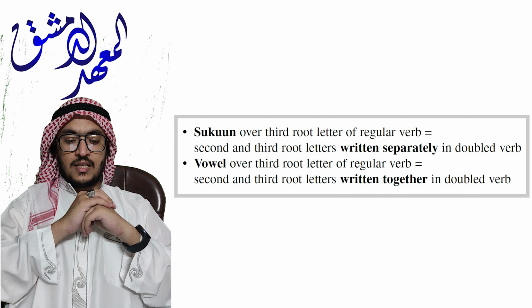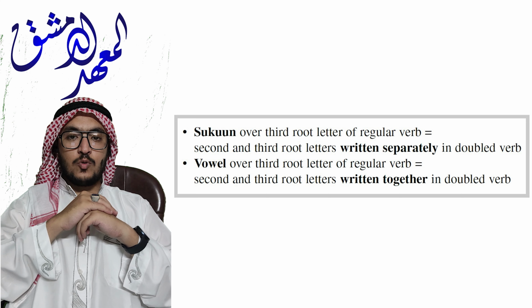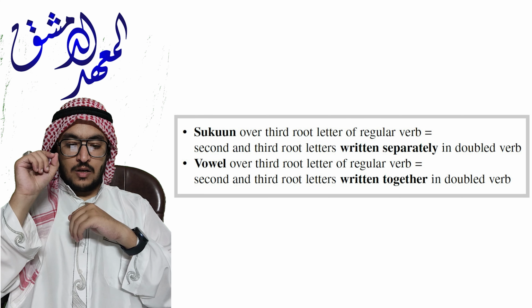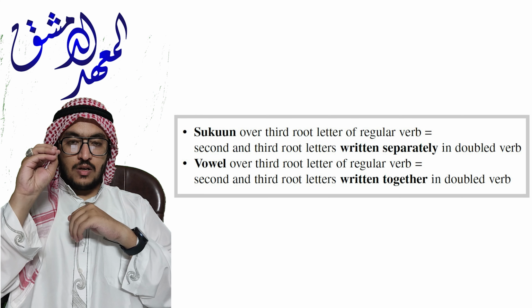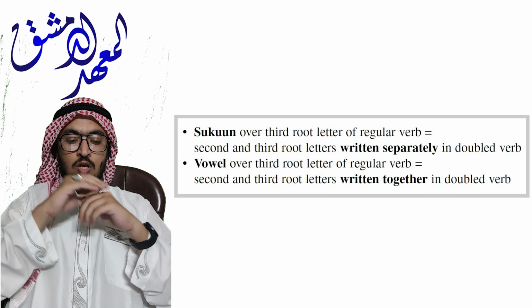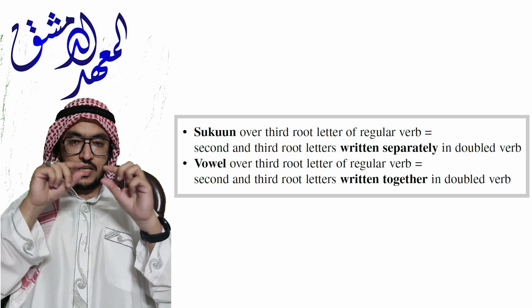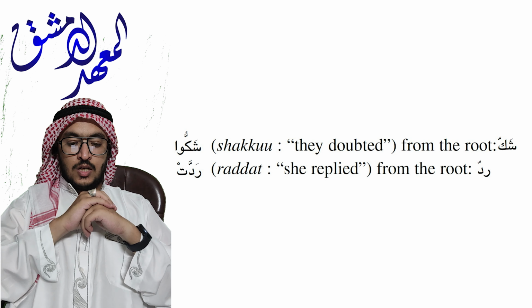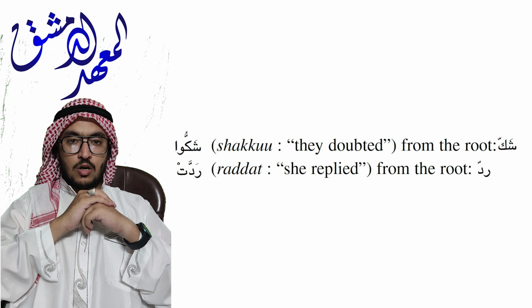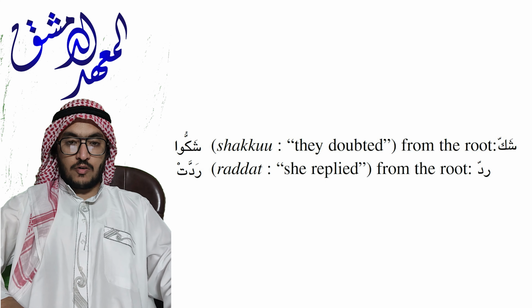So, for example, the past tense pattern katabu, they wrote, has the vowel damma, or the u sound, over the third root letter, the ba. So in the doubled verb, the second and third root letters would be written together with a shadda in this pattern. Shakku, which means they doubted, and it comes from the root shak. And raddat, which means she replied, and it comes from the root rad.